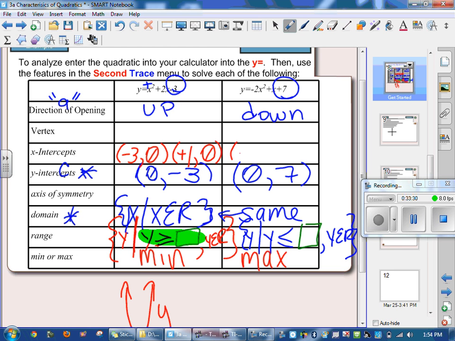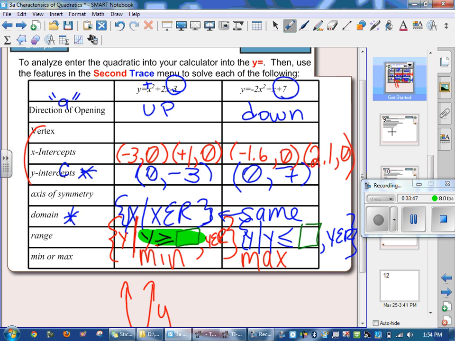Now we have our tricky part here. Now we're going to find our vertex. The vertex will tell us this, and it will tell us the number we need for our range. Okay, it's going to tell us two things. So how do we do it? That's where we're going to go min-max.